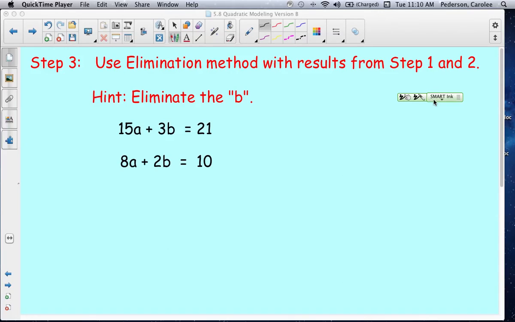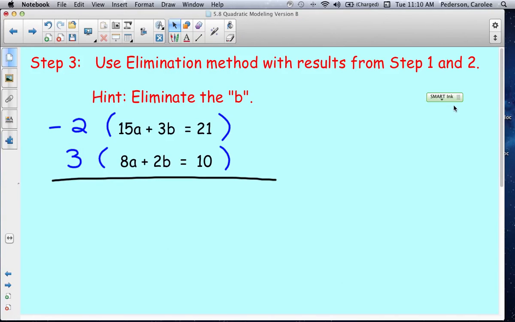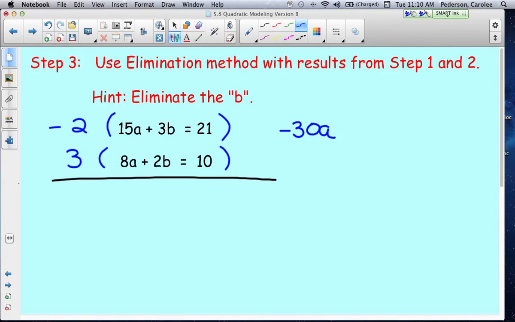So to eliminate the b, if I add them together right now, I would get 5b. Neither one of those eliminated. So I'm going to multiply this equation by negative 2. I'm going to multiply this equation by 3. So that I'll get a positive 6b and a negative 6b. So I'll distribute negative 2 through to that top equation. So I get negative 30a minus 6b equals negative 42.